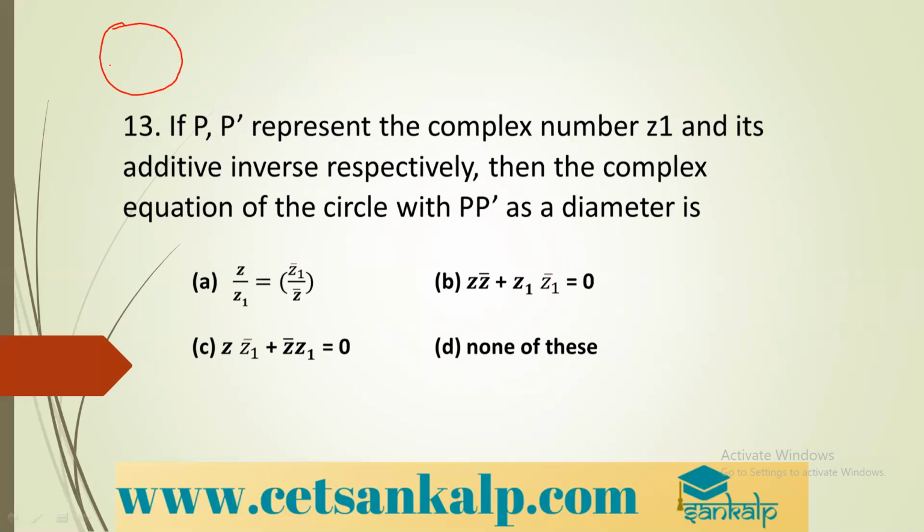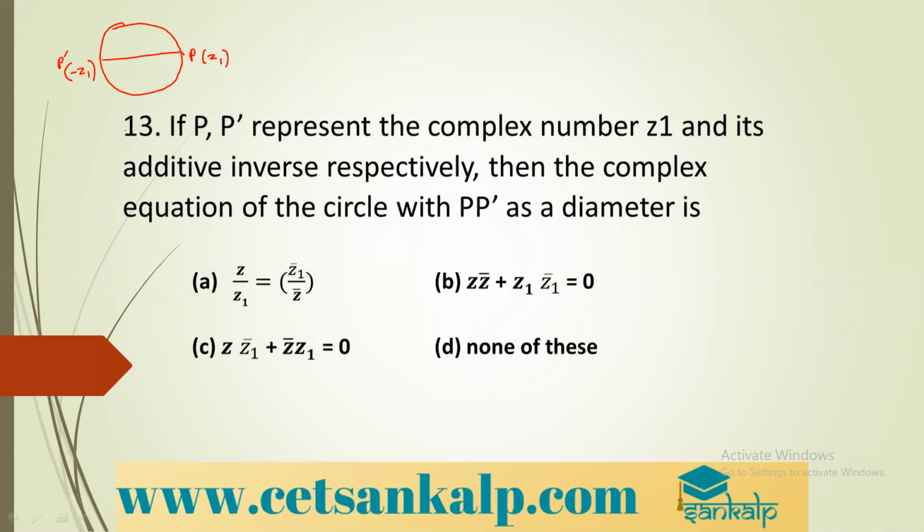This is the circle. This is the diameter of the circle. This is P. So it is the complex number Z1. And this is P dash. It is the additive inverse. That means it is minus Z1. PP dash is forming the diameter of the given circle.